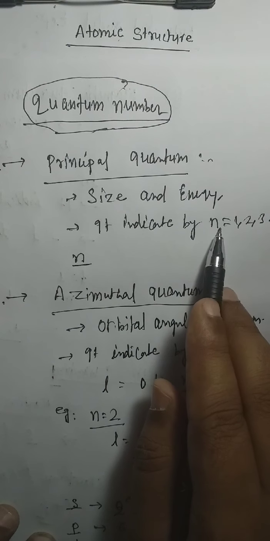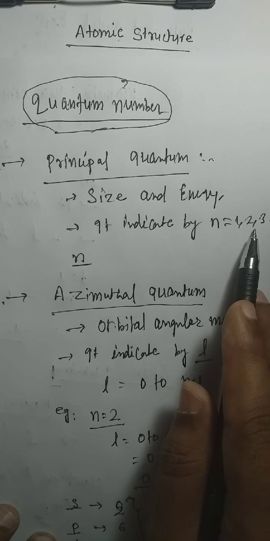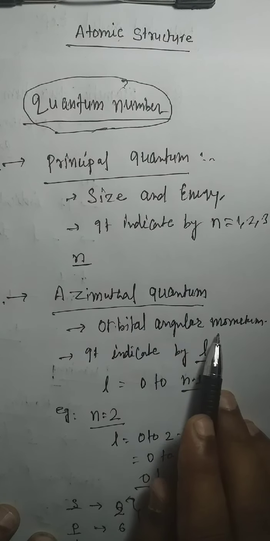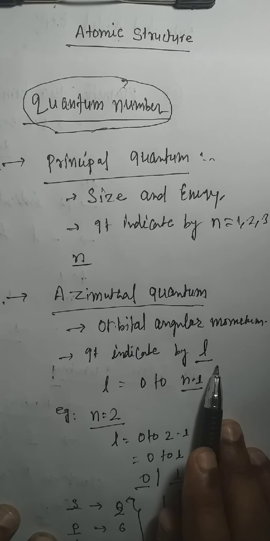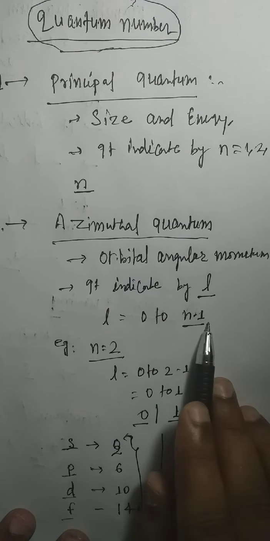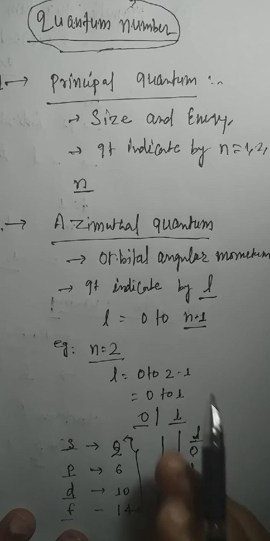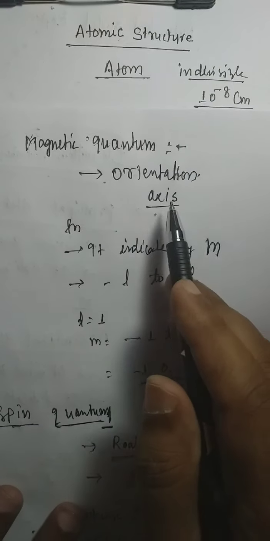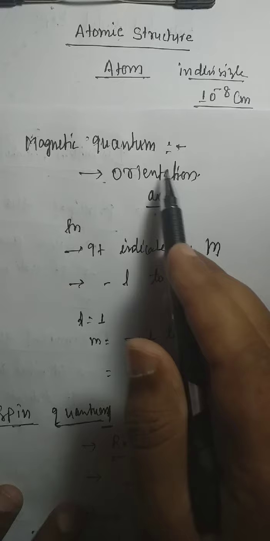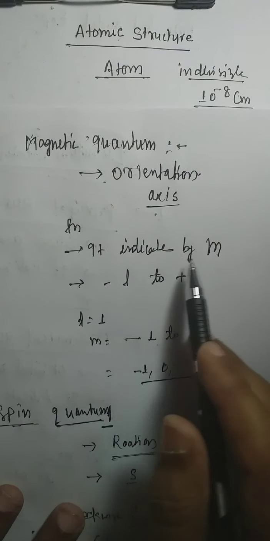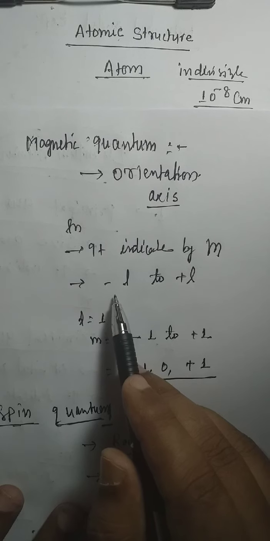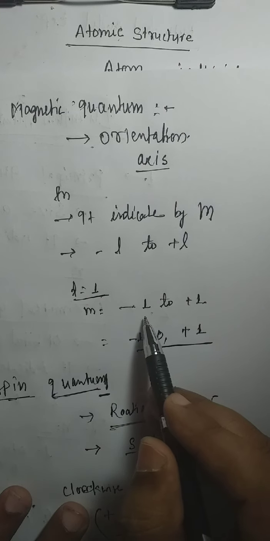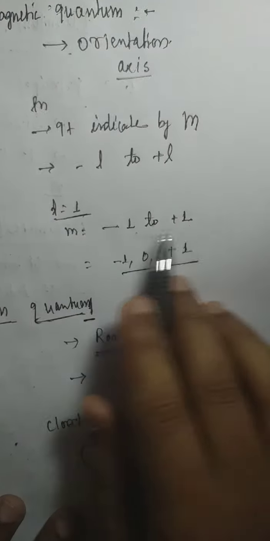It is indicated by a lowercase n, where n is 1, 2, 3, and so on, natural numbers. Second is the azimuthal quantum number. It talks about the orbital angular momentum, indicated by a lowercase l. Its value ranges from 0 to n minus 1. We take many examples here to identify things clearly. Next is the magnetic quantum number, which talks about the orientation of axes, along which axis any orbital lies. It is indicated by a lowercase m, and its range is minus l to plus l. If we assume l equals 1, its value is minus 1 to plus 1.